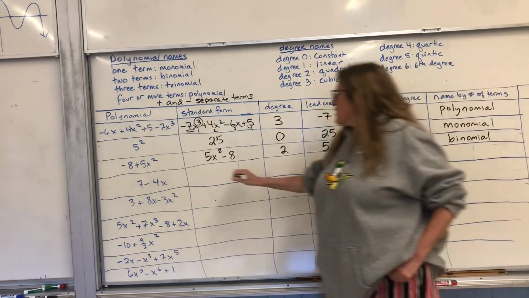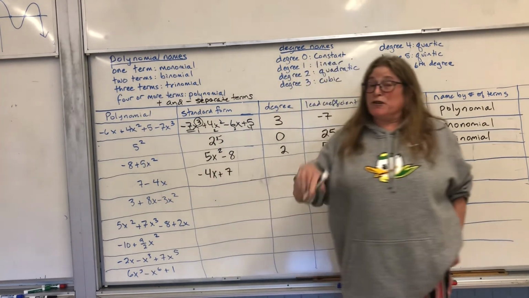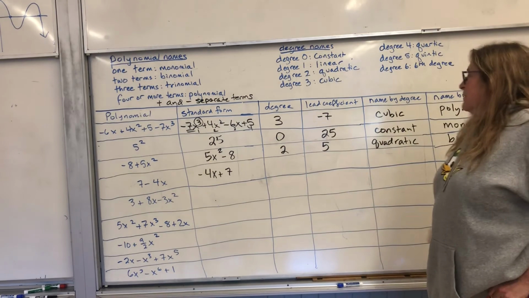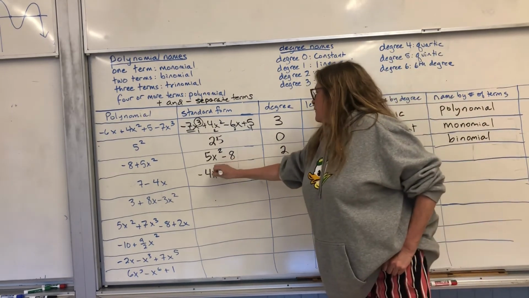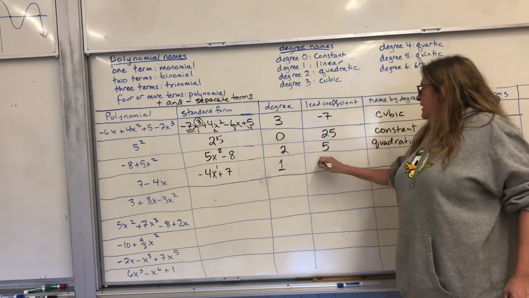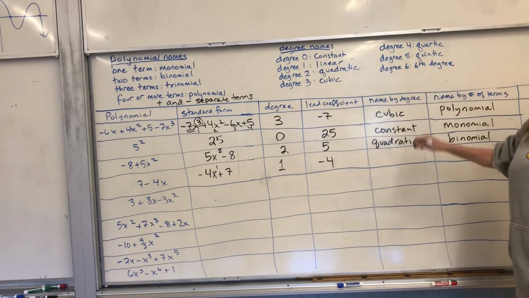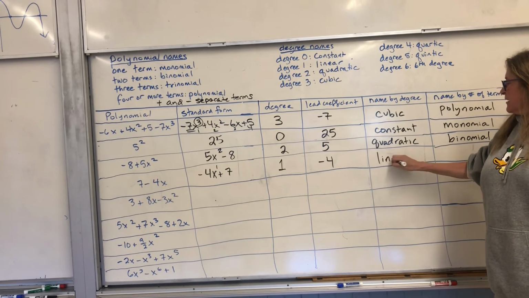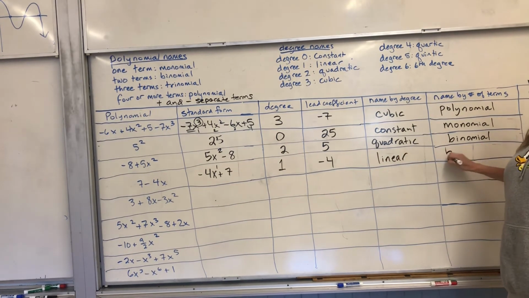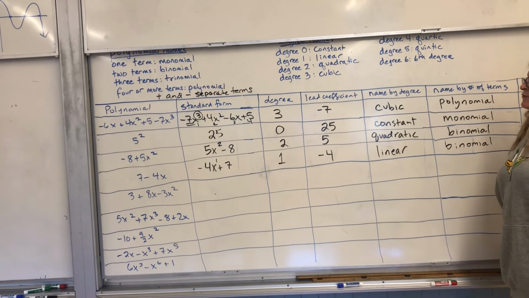Okay, guys, next one, -4x plus 7. Now, normally in the classroom, I would have you guys come up and do these. So this is x to the first, right? So this is a degree of 1 and a lead coefficient of -4. So if I look over at degree 1, it says it's a linear binomial, right? Because there are 2 terms. Okay, I'm going to scooch this up a little.